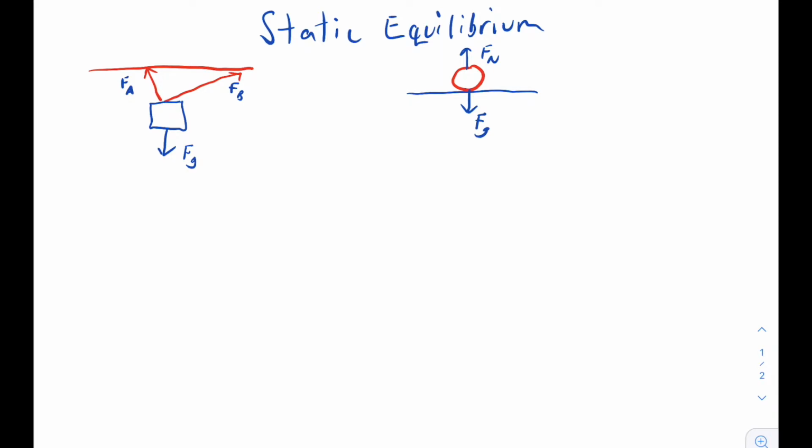We also know that any object resting on a surface is in static equilibrium. This is because the normal force will cancel out the force due to gravity on the object, making the sum of forces equal to 0.